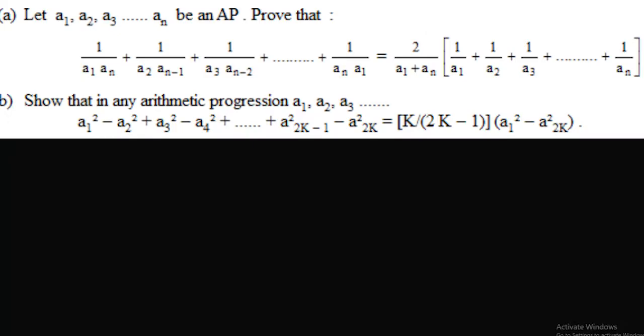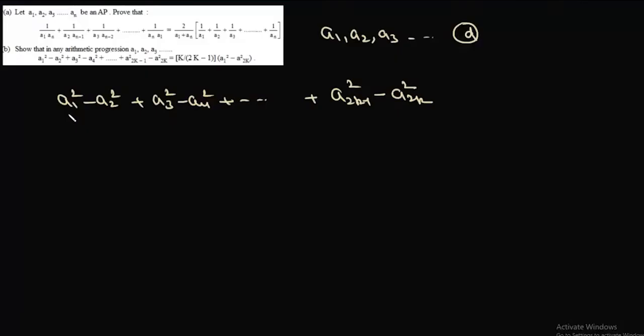Now the second question is, show that in an AP, this value is equal to the right hand side. Now we have this AP, A1, A2, A3, and let its common difference be D. Now we are given the series as A1 square minus A2 square plus A3 square minus A4 square, and it goes all the way up to A2k minus 1 square minus A2k square. Now what we'll do is we'll pair these terms taking 2 at a time.